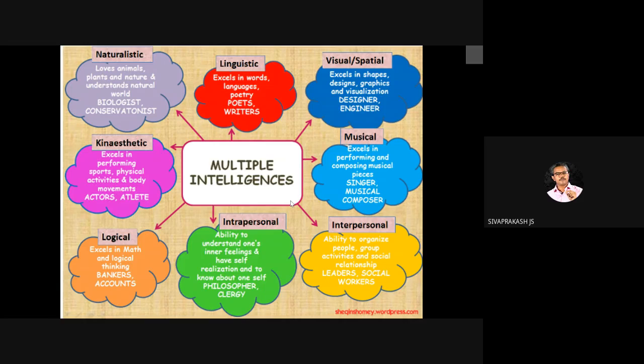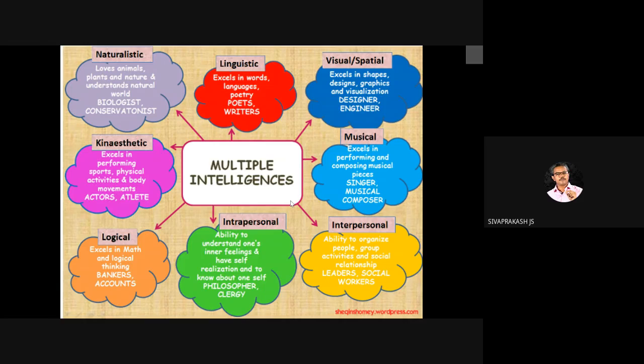Next, interpersonal intelligent. They are the ones who have the ability to organize people. Group activities they do well. They perform well in the group activities. They are good in social relationships. So they are eligible to become a leader, social worker, politician. Right.